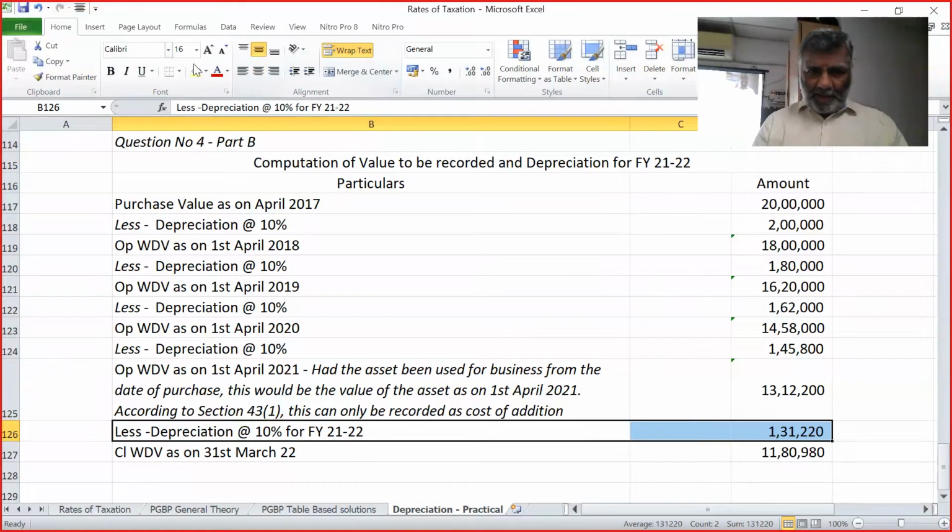This is our answer. That is 1,31,220 would be the depreciation for the financial year 21-22. If they have introduced it in October or November, it would have been only 5%.